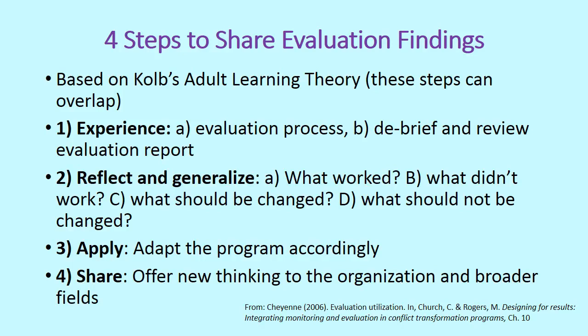In the assigned readings by Cheyenne on evaluation utilization, sharing evaluation results is described in a four-step process that is based on Kolb's adult learning theory. The first step is the experience, which in this case is the actual evaluation, and included within that is an initial debriefing and review of the evaluation report. This represents the experience that all people involved will learn from.